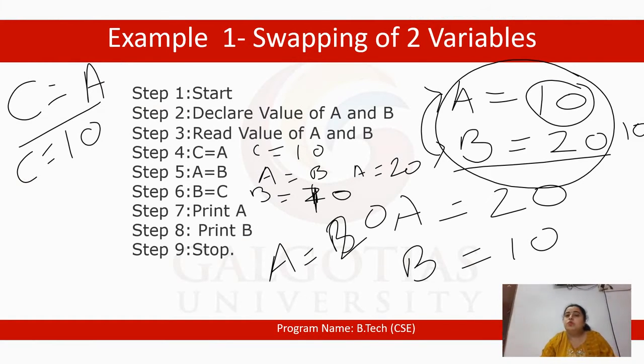So, this is an algorithm that we use to swap two variables. Start, declare the values of A and B, read those values, then use a temporary variable C, assign the value of A to C, then assign the value of B to A, and then assign the value of C to B. Print both these values and stop. The most basic algorithm that we can have. So an algorithm is basically the way you write your steps.